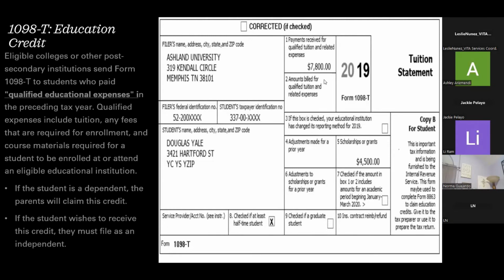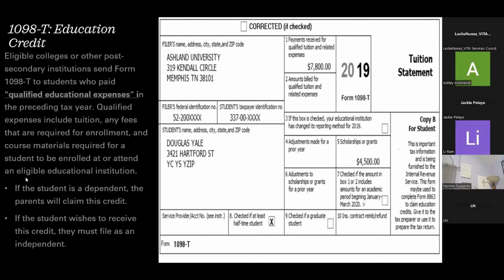Here, usually box 1, box 5, and box 8 are the ones that are going to be filled in. Sometimes box 7 is filled in as well, but usually it's boxes 1, 5, and 8. And if the student wishes to receive this credit themselves, they would have to file by themselves, as independent.